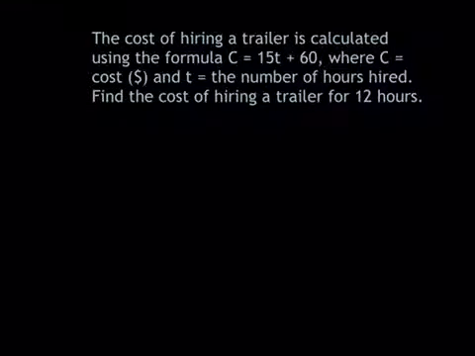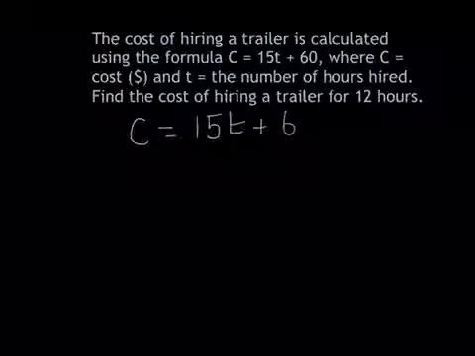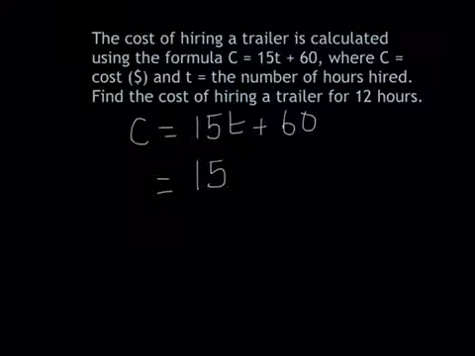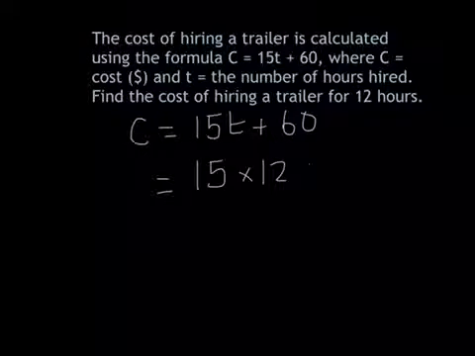Okay, if you haven't paused and had a go at doing this one yet, just hit pause now and then have a go at doing this. All right, I'll continue. So here we do, again, very similar to the last one. So we're going to first of all have the formula. C equals 15t plus 60. So this time down the bottom here we can see that our number of hours here is 12, so we're going to have to do 12 hours. All right, so we're going to put in our formula equals 15 times 12 plus 60.